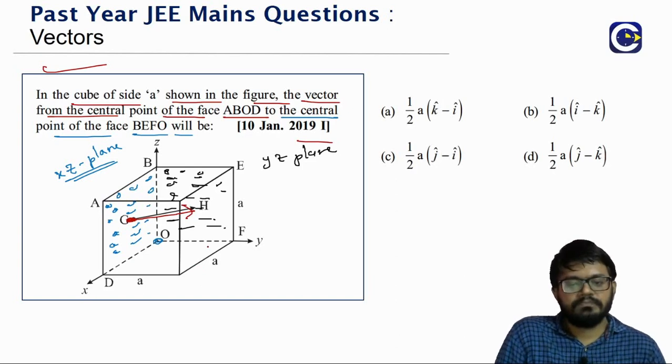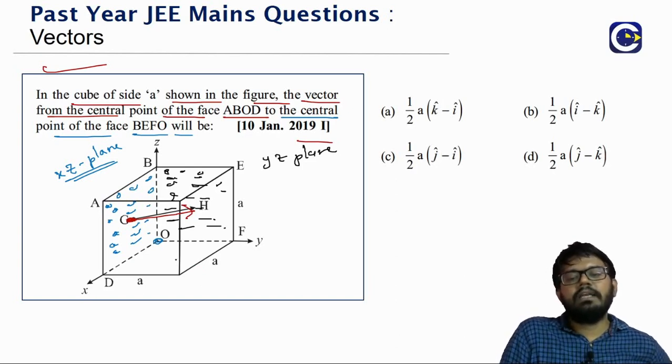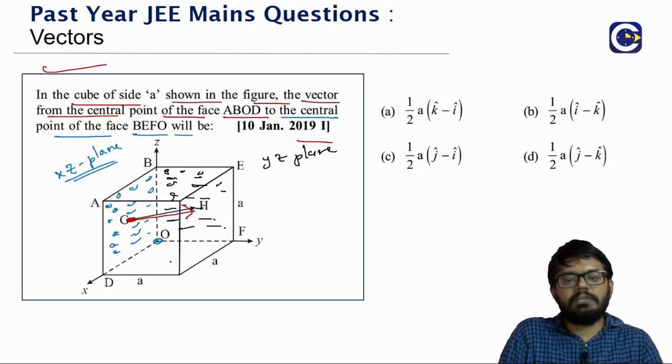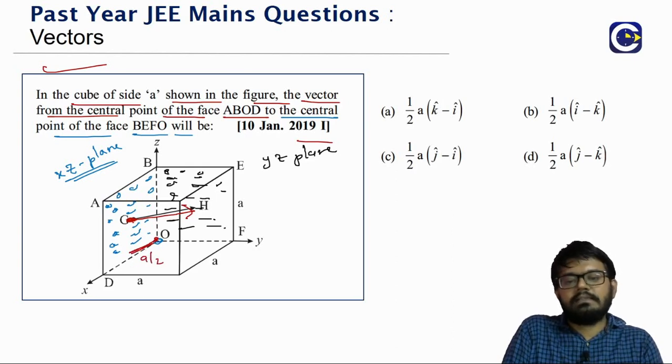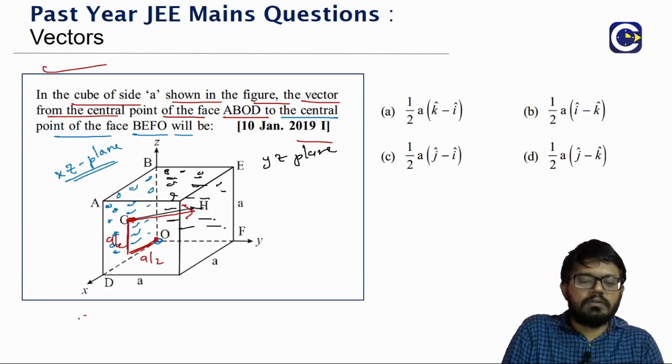We have to draw a vector from G to H. First thing is, let us try to find the coordinates of G and H. Coordinates means that will give us the position vector of G and position vector of H with respect to origin. See, the cube has a side length A. So see here, G is the midpoint of the face ABOD, which means from O we start, we will have to move A by 2 along the x-axis. Then another A by 2 along the z-axis, positive z. Okay, which means the coordinates of G will be A by 2 comma A by 2.